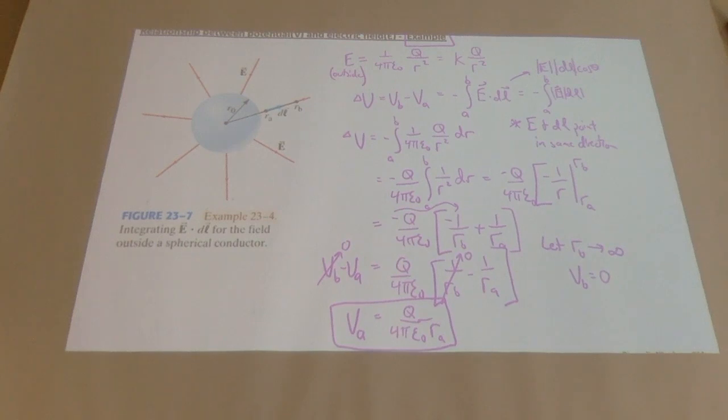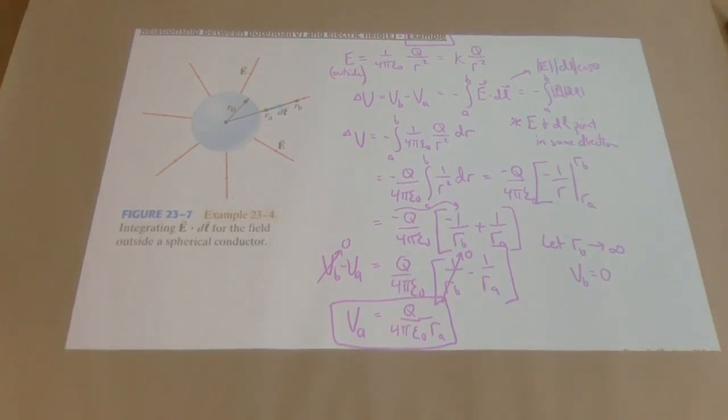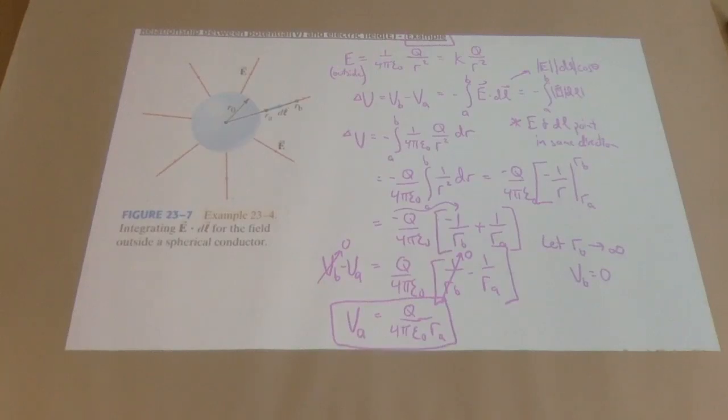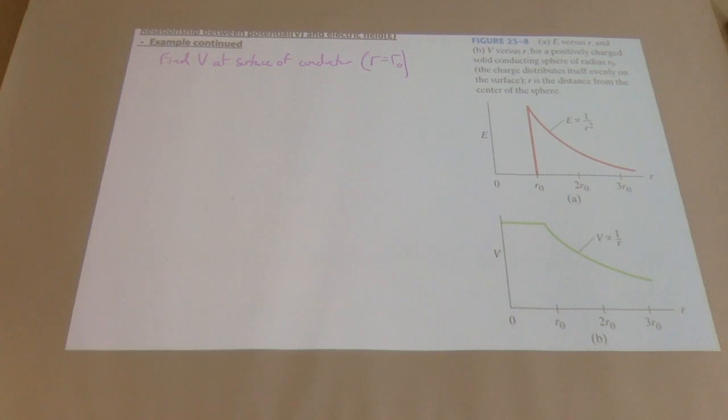Okay? Good. Got more slide on the next place. There are 2 more parts to this that we're going to do really quick. That's the long part. All right? Let's find the value for the potential at the surface of the conductor. So in other words, we're going to say that R is equal to R0. If you go back and look at the diagram, they labeled the radius of the conductor as R0, so we'll just say that R is equal to R0.